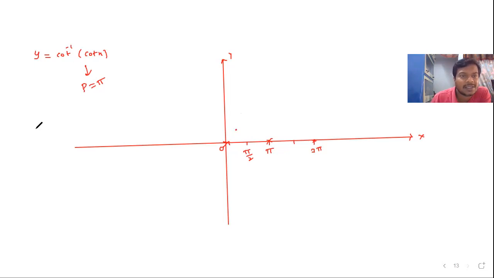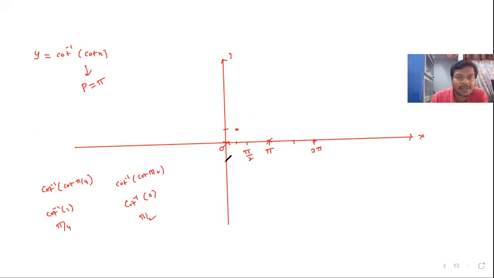Why? Because cot inverse of cot pi by 4 is cot inverse of 1, which equals pi by 4. So for pi by 4, it is pi by 4. Next, if you write pi by 2, cot inverse of cot pi by 2, cot pi by 2 is 0. That means pi by 2. Yes, for pi by 2, it is pi by 2 only. So we get the graph in this way.